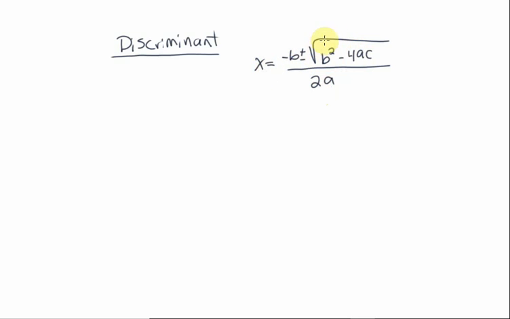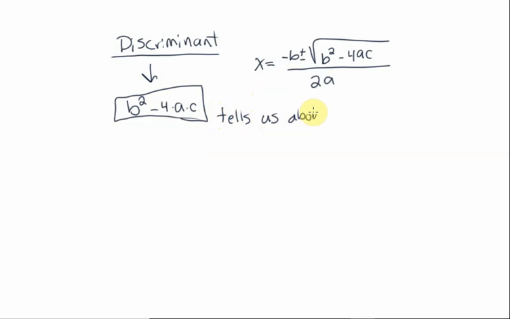There's a special part in here. What's underneath the radical is the discriminant. That b squared minus 4 times a times c. That's the discriminant. Why do we care about the discriminant? Well, the discriminant tells us something about our solutions.